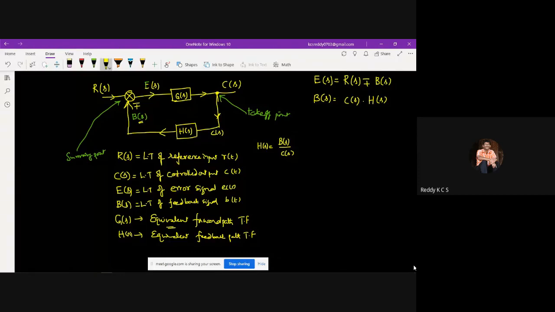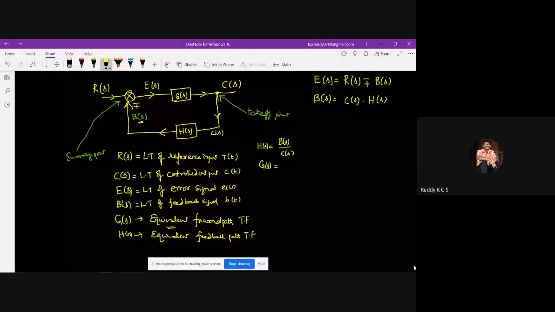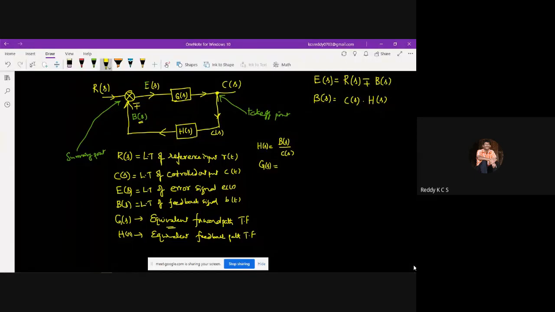Similarly for the G of s transfer function, because G of s is the transfer function of the block, G of s is equal to output by input. What is the output? The output is C of s, and the input for this G of s function is E of s. So I can write G of s as C of s by E of s. From this, C of s is equal to E of s into G of s. So these are the three equations which I have written from this block diagram.